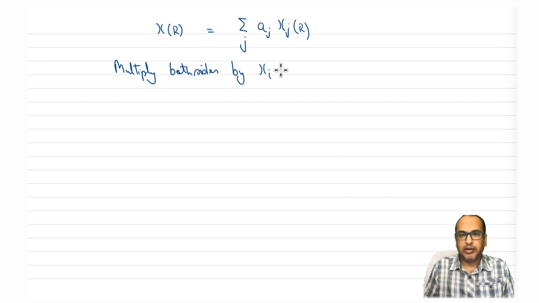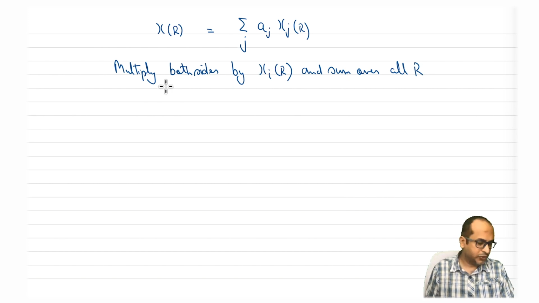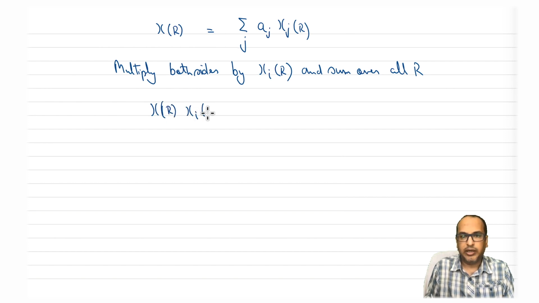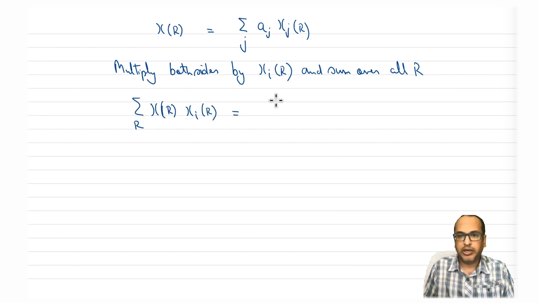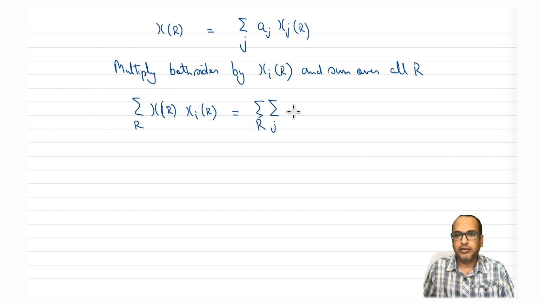Alright, so now let's say we multiply both sides by chi I R and sum over all R. If we do this, what do we get on the left-hand side? We get chi R chi I R summed over all R. And what do we get on the right-hand side? Summation over J, summation over R, AJ chi J R chi I R, right?